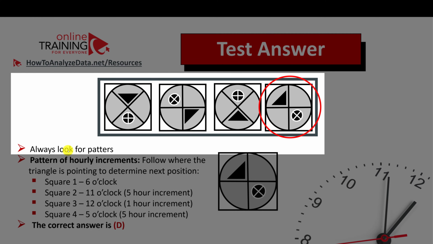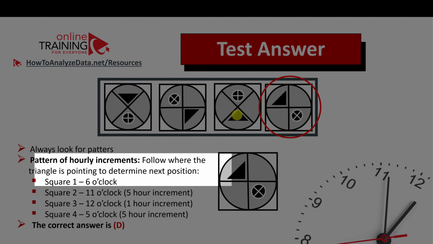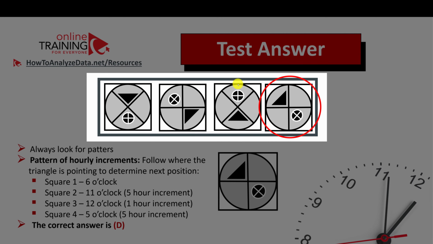In this particular case, we're dealing with the pattern of hourly increments, and we determine the hour based on where the triangle is pointing. If you look at the first square, the triangle is pointing to 6 o'clock. Then in the next square, the triangle is pointing at 11 o'clock. And 11 o'clock is a 5-hour increment from the 6 o'clock position. Now, in the next square, the triangle is pointing at noon or midnight, whatever pattern you follow, or 12 o'clock.